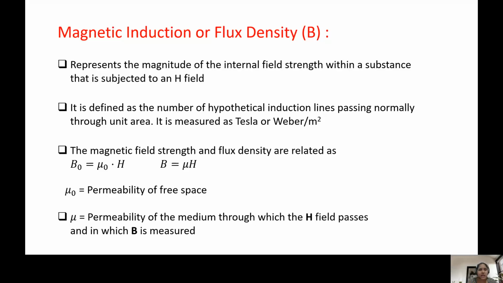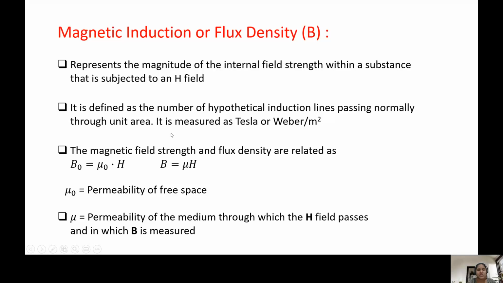And next one is the magnetic induction or flux density. It represents the magnitude of the internal field strength within a substance that is subjected to an H field. If you apply the magnetic field externally, the number of imaginary lines of force produced in a material due to the external field strength is the magnetic induction, or the density of the magnetic flux, represented with B. It is defined as the number of hypothetical induction lines passing normally through a unit area.